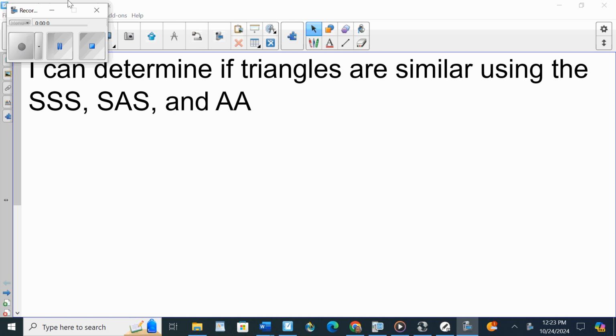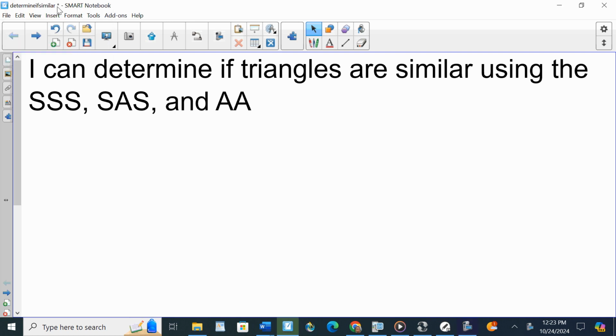Hello everybody. Today I can determine if triangles are similar using SSS, SAS, and AA. Here is what each of them means so you can understand what they are.